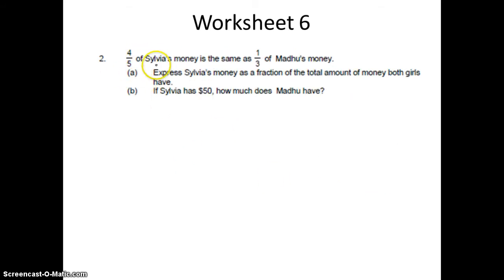Question 2. 4/5 of Silver's money is the same as 1/3 of Madhu's money. So Silver is to Madhu, 4/5 is the same as 1/3. We make the numerator the same. Sorry, times 4. So Silver is 4/5, Madhu is 4/12.